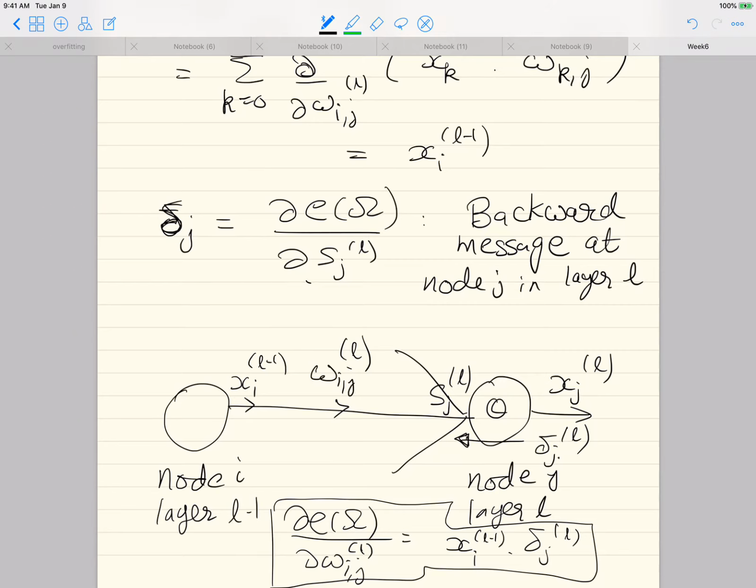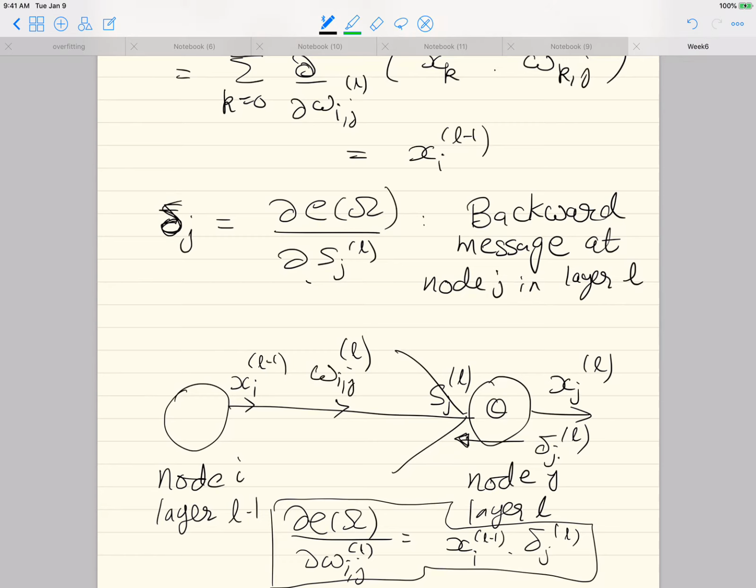Is this interpretation clear? Any questions about this? Good.